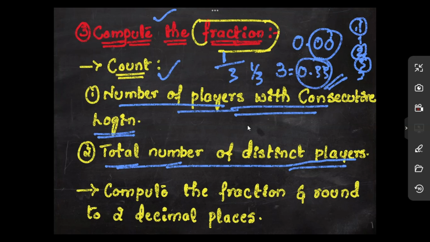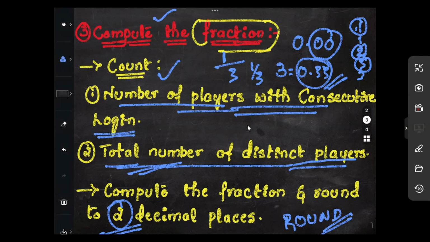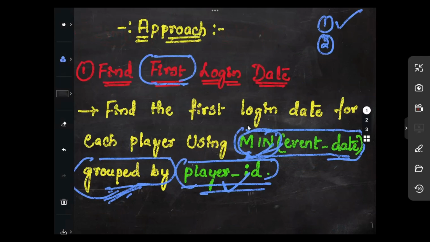The output we have already discussed. After this step, we have to compute the fraction and round to 2 decimal places. You would have already guessed we will be making use of the round keyword in this case. I hope this is completely clear as well. So these are the 3 steps that we'll be going with. This is the approach.